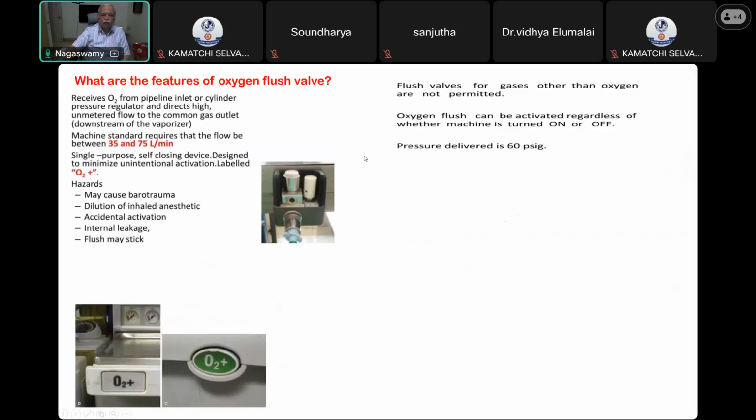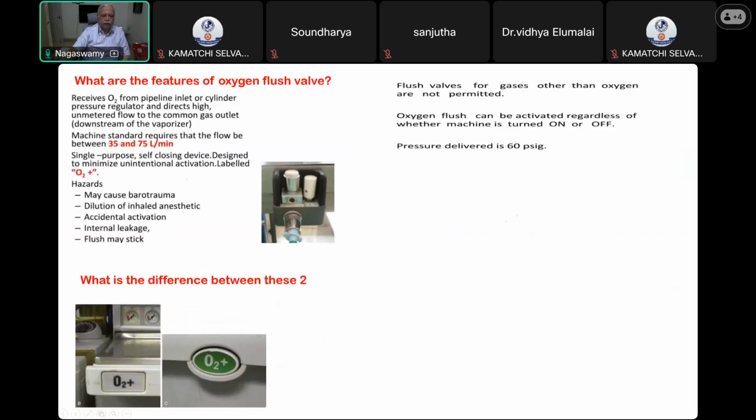So these two values you have to remember. The oxygen delivered is 35 to 75 liters per minute at a pressure of 60 PSI. Now you are seeing two oxygen flush activating switches. What is the difference between the two? This is a newer machine, this is an older machine. Both show the oxygen plus, which is the indicator for the oxygen flush activator.